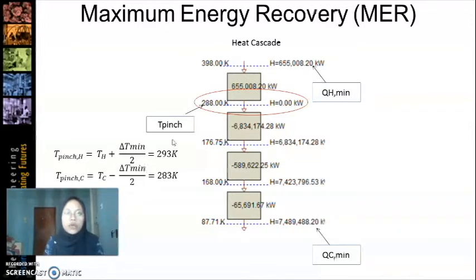And also from heat cascade, we can also determine the pinch temperature, where the heat duty is equal to 0 kilowatts. And from this pinch temperature, we can also calculate the T pinch hot and T pinch cold by using these 2 formulas.